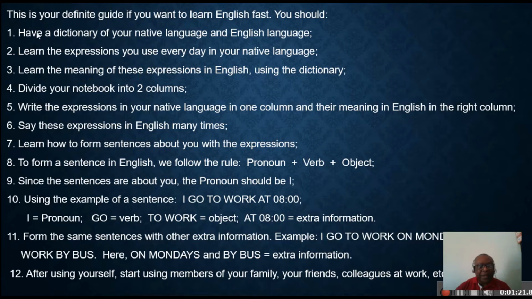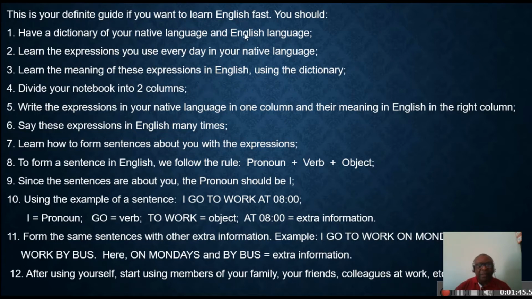This is the first thing: you have to have the dictionary. Then here you have to use the dictionary from your native language to the English language and try to learn the meaning of these expressions. The expressions in your native language, you have to know them in English. Okay. Four, you divide your notebook into two columns.